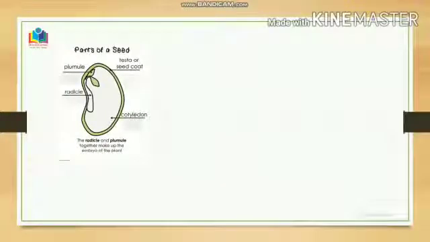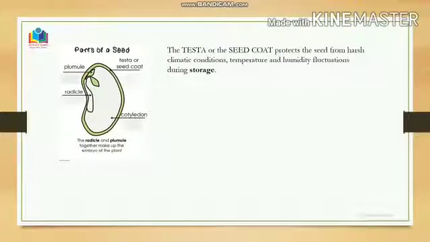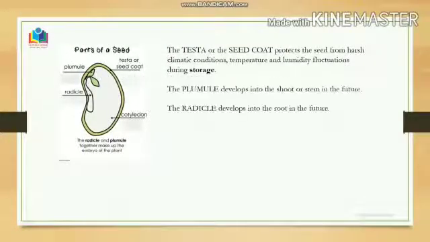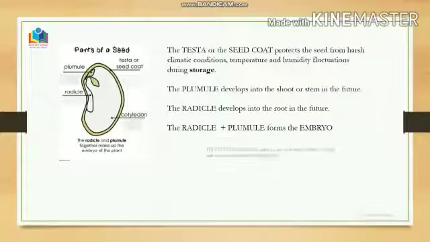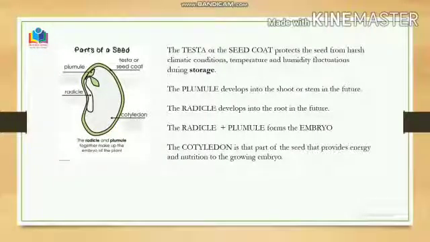Now here the structure of a simple seed is shown. The outermost layer of a seed is often known as the testa or the seed coat, and the function of this particular layer is to protect the seed from climatic conditions like temperature and humidity fluctuation during storage. Now the green part over here is called the plumule, which later develops into the shoot or the stem. After the plumule you can see the radicle, which develops into the root in the future. So you can just remember R for radicle, R for root.